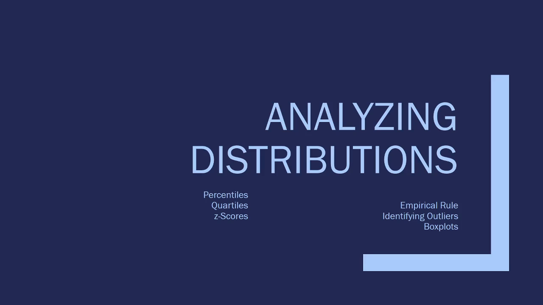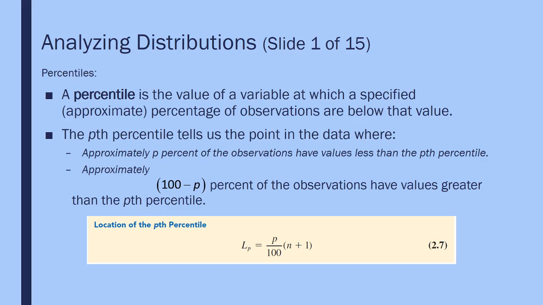So we have here percentile. A percentile is the value of a variable at which a specified or approximate percentage of observations are below that value. The pth percentile tells us the point in the data where approximately p% of the observations have values less than the pth percentile. Hence, approximately 100 minus p% of the observations have values greater than the pth percentile.